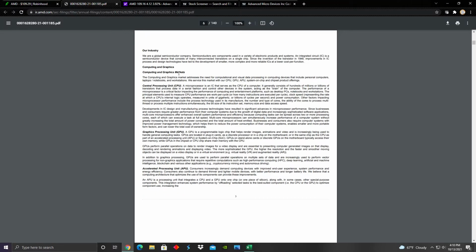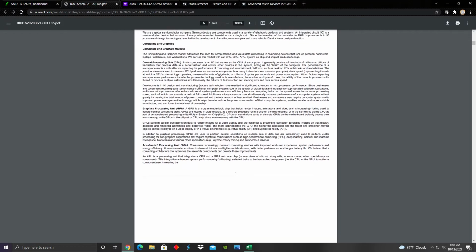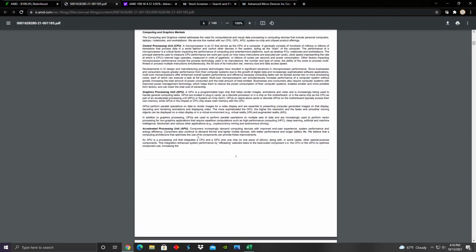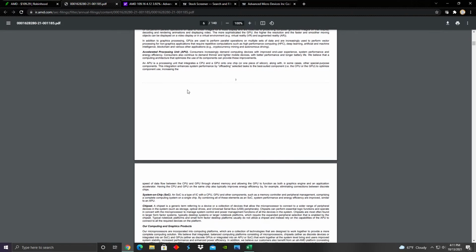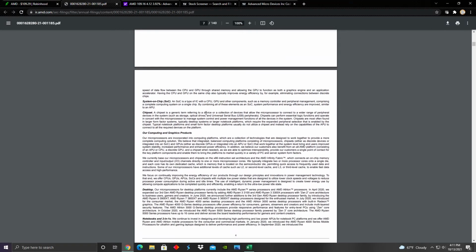It just does a quick little summary of their industry. We can see right here they talk about how they're a global semiconductor company. They build chips, specifically CPUs, GPUs, and APUs. CPUs being the brain of the computer, GPUs being responsible for the graphics, and APUs, we can see right here, it says consumers increasingly demand computing devices with improved end user experience, system performance, and energy efficiency. An APU is a processing unit that integrates a CPU and a GPU onto one chip, along with, in some cases, other special purpose components. So that's what they do.